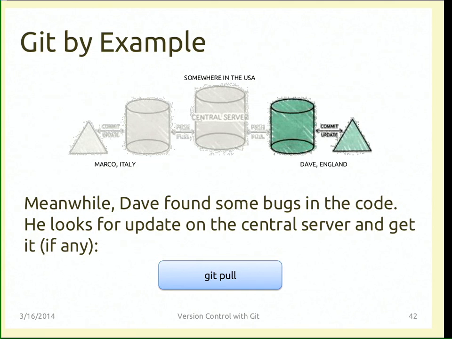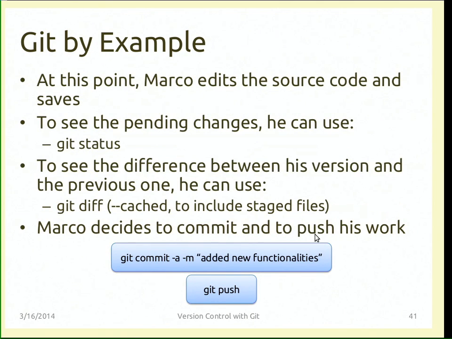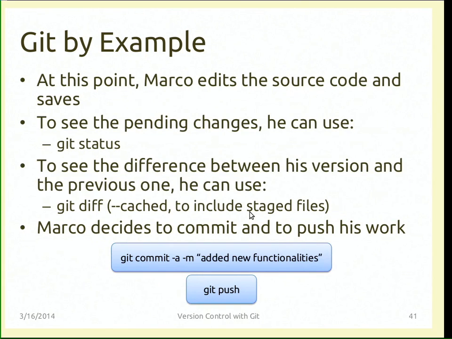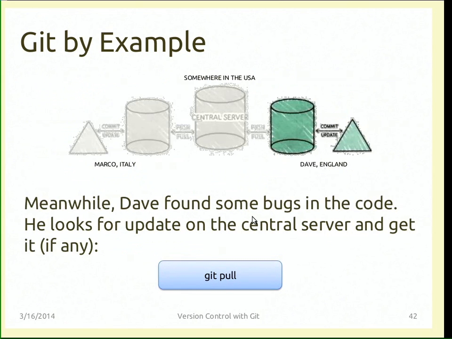Meanwhile, we are here now. Marco has already committed everything and pushed everything, we know, but Dave now acts here before the commit and the push. So meanwhile, before Marco committing and pushing, Dave found some bugs in his code. And first of all, a good practice is to take all the possible updates from the remote server, from the remote repository. So it performs a git pull.